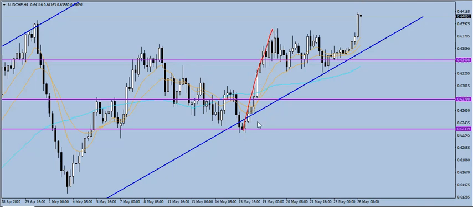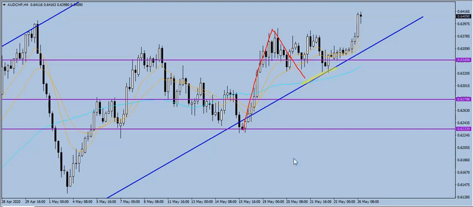Now, after an impulse, what do you expect? You expect a correction, and this correction can get to the support of the nearest support, can terminate at the nearest support. This is the nearest support, so the pullback can terminate somewhere around here, this zone, or it can decide to come a bit lower to the channel support area, which is somewhere around this zone.